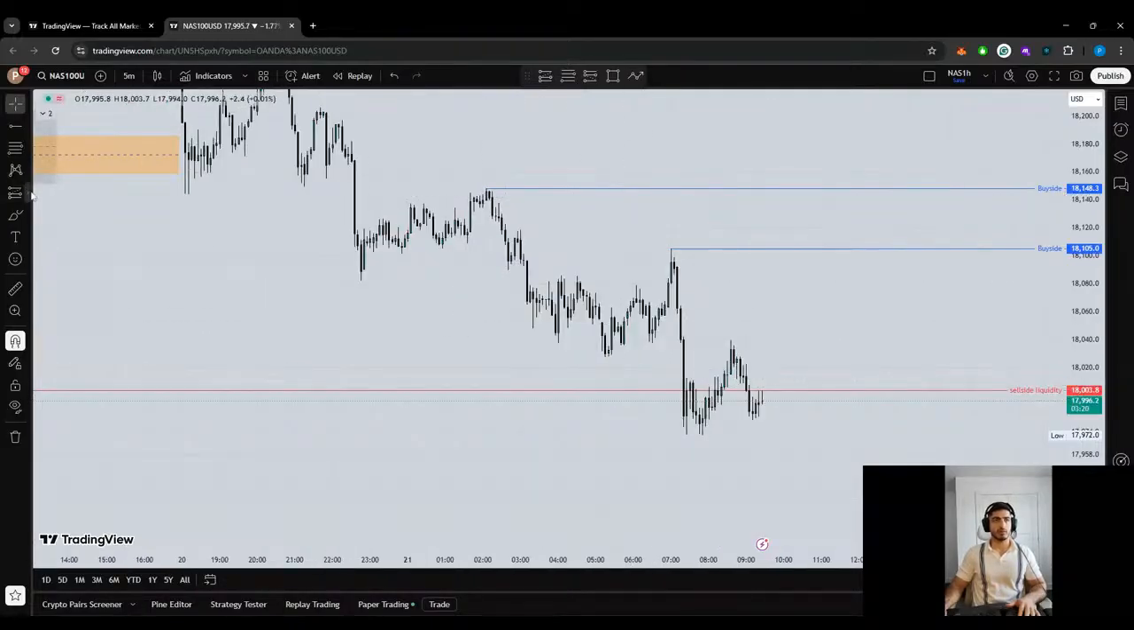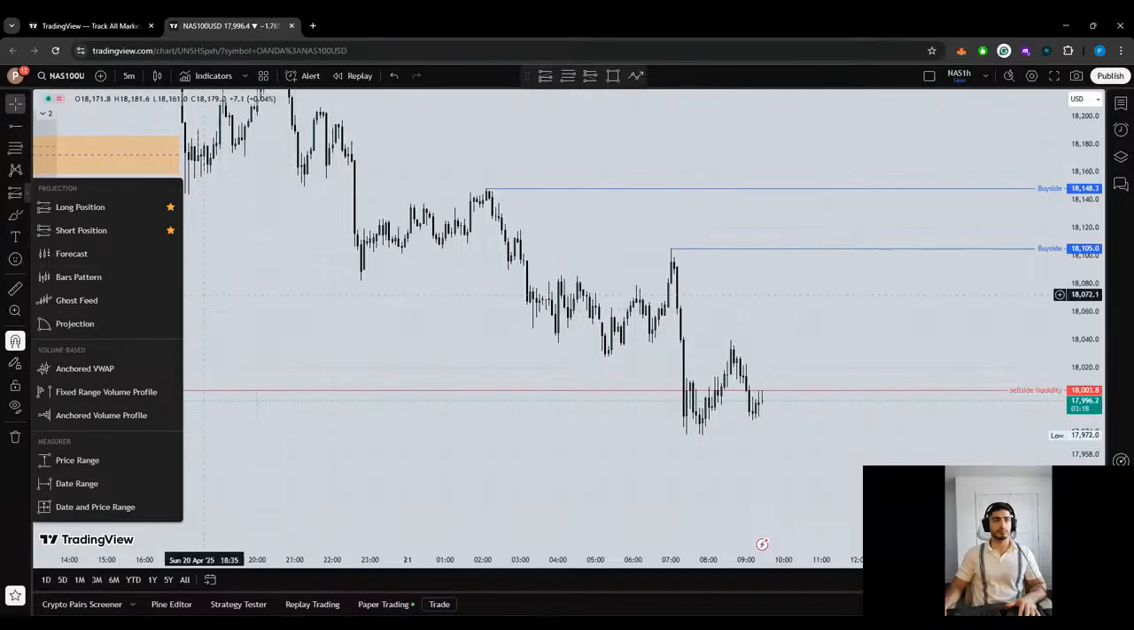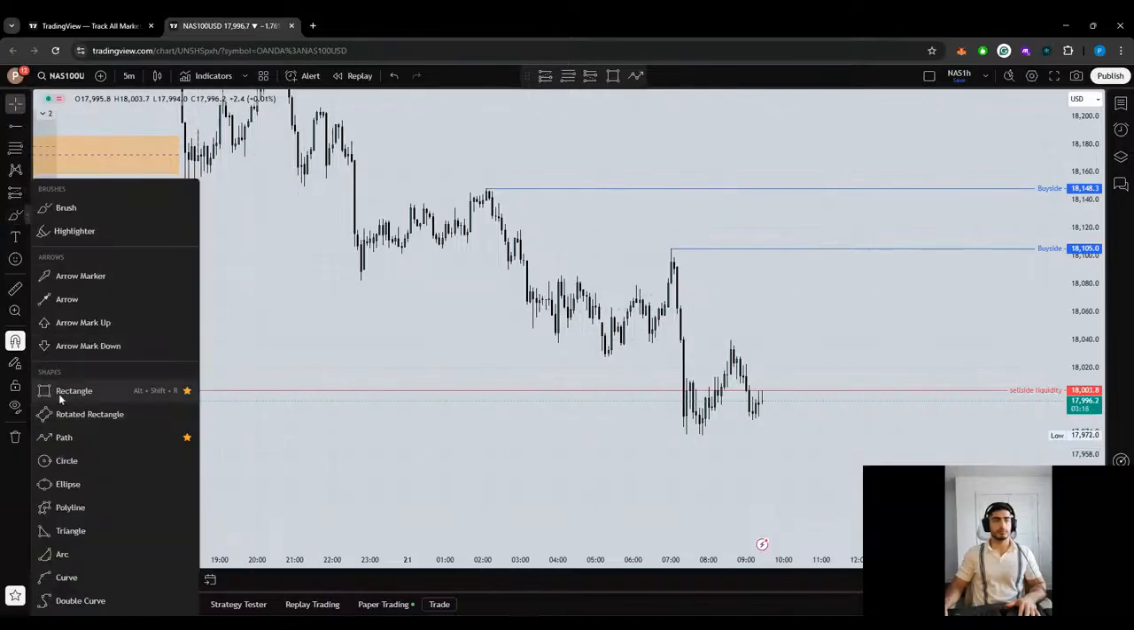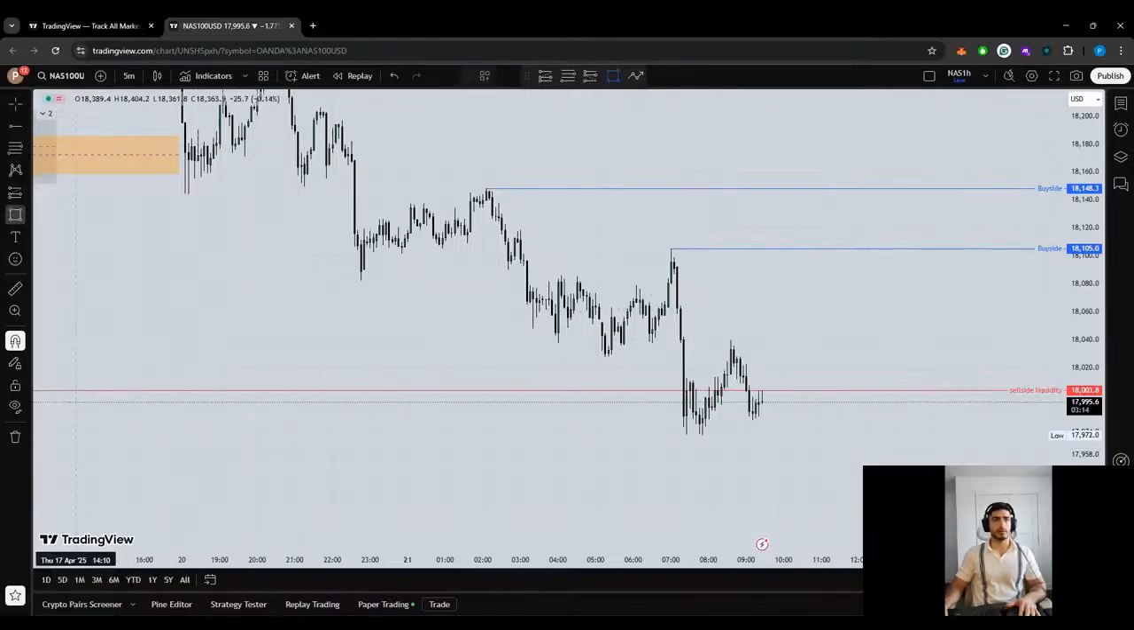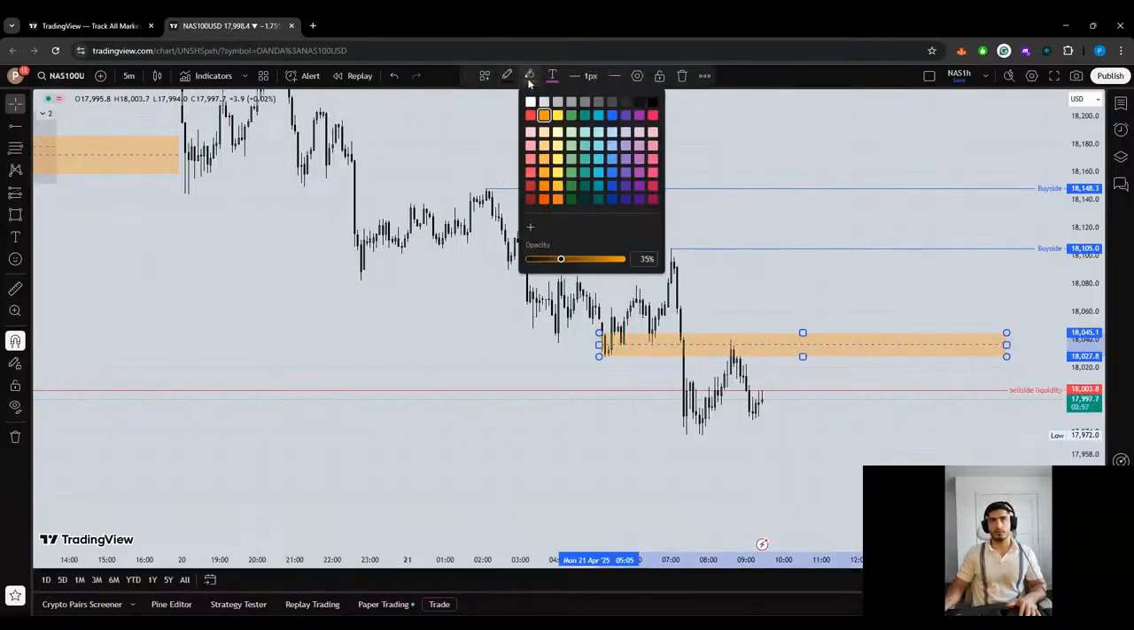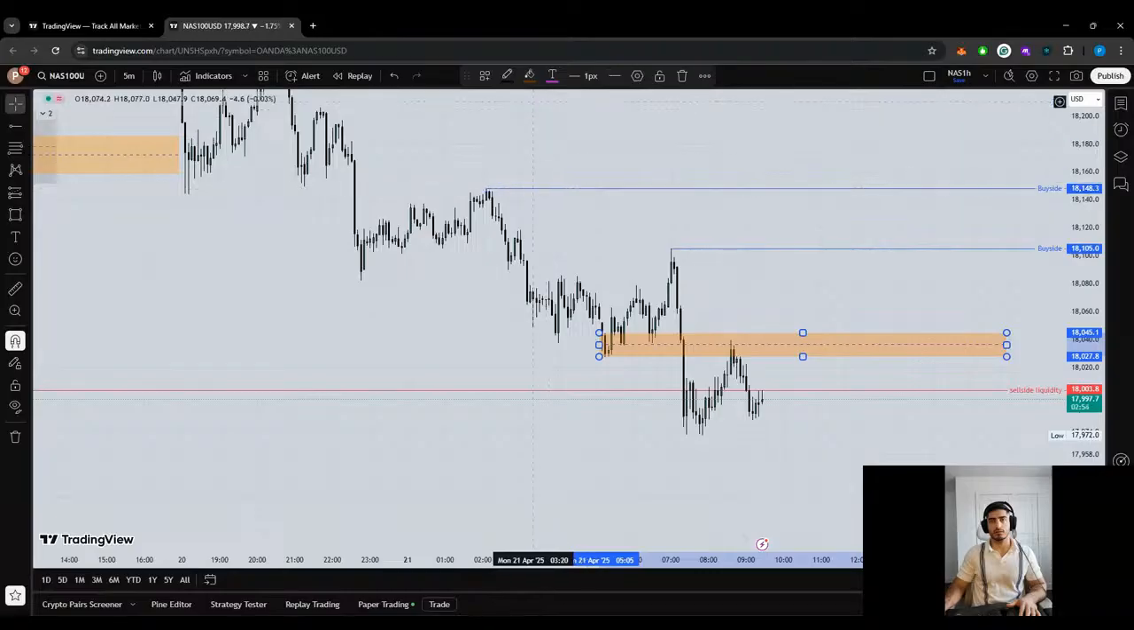So that is called the breaker block, a bearish breaker over here, and extend this to the right. You're going to see that when it comes back into it, it acts as resistance and shoots lower. So I'm going to color it in orange.